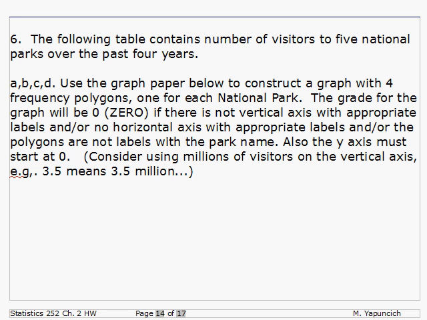And the next one is just a frequency polygon, but you can have more than one frequency polygon on the same graph. And there's going to be one for each national park, and the data is given to you. But in this case, I want you to be sure to label and number your vertical and horizontal axis yourself. Otherwise, in the other graphs I did it for you. Here I want you to do it yourself. And as it says right here, the grade will be 0 if there is not a vertical axis labeled appropriately or horizontal axis with appropriate labels, and if the polygons are not labeled with the park name.